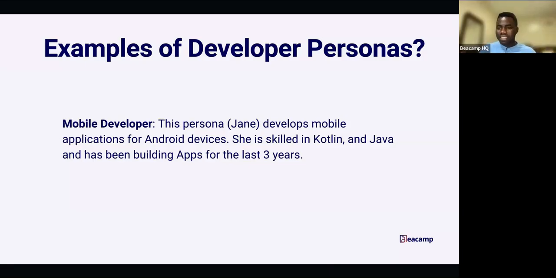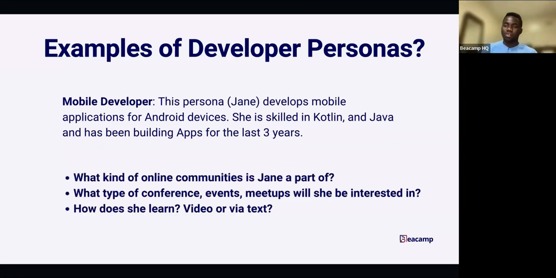But we need to be more detailed. We need to ask more questions, so we know whether Jane is really going to be the person that needs this product. Remember, the product is an SDK for developers who are building mobile. Questions we need to ask further are 3 more questions. There could be more, but let's use 3 more.